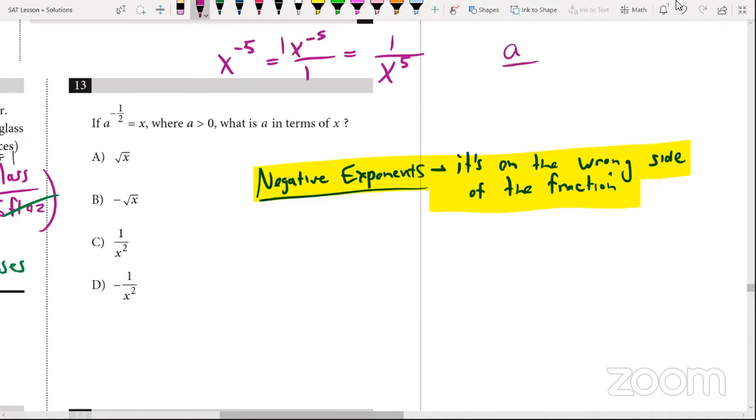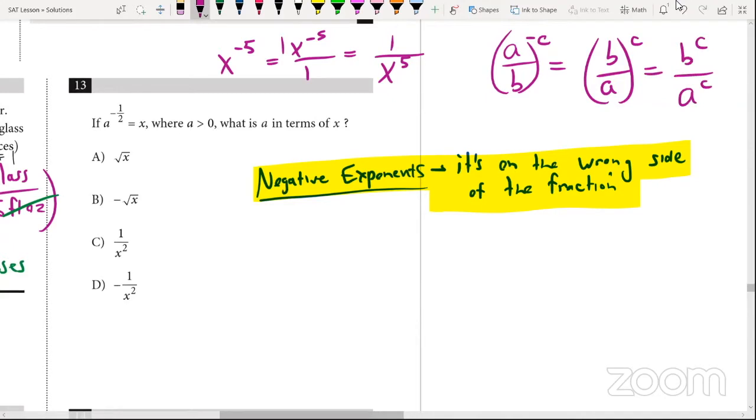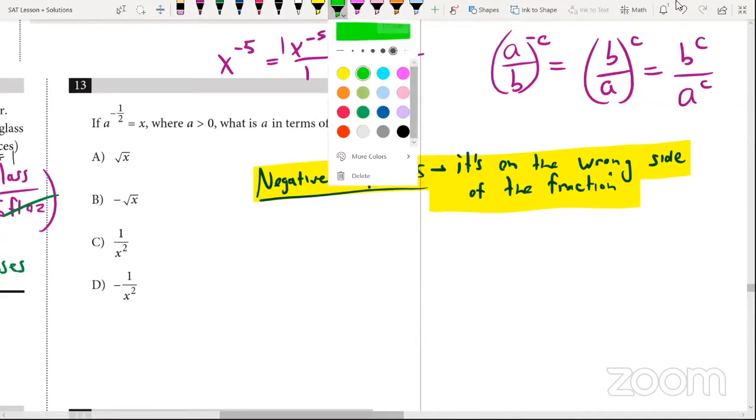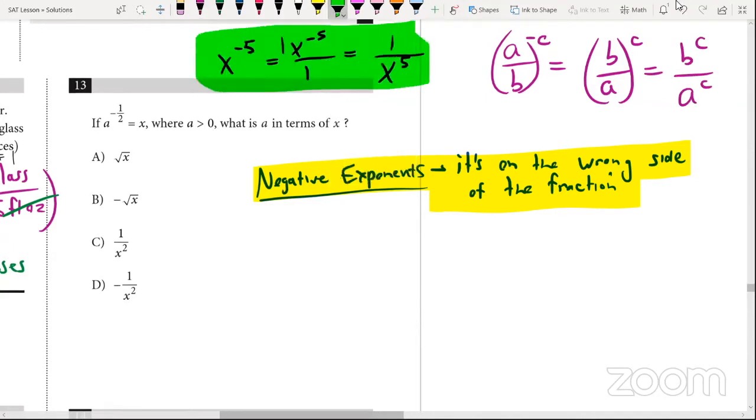Or another example would be a over b to the negative c. If I had a over b to the c, it would just be a to the c over b to the c. But with the negative, that means that everything inside of this parentheses is on the wrong side of the fraction. So to get rid of that negative, we flip it over, move both things to the opposite side of the fraction, and taking care of that gets rid of the negative exponent. And now we would have b to the c over a to the c. So just a couple of applications of negative exponents in action.